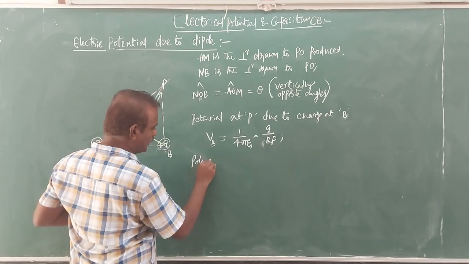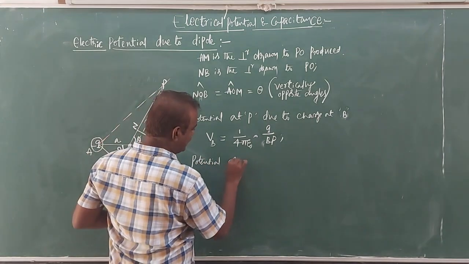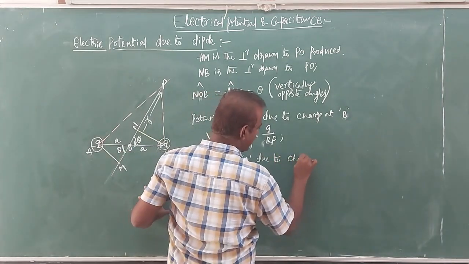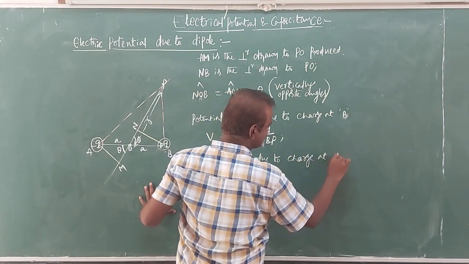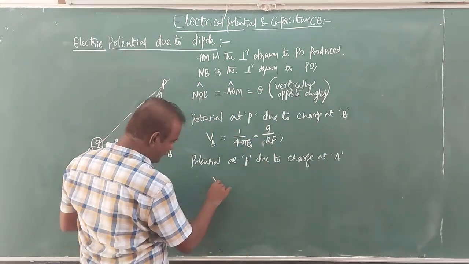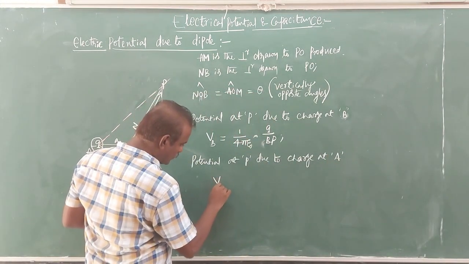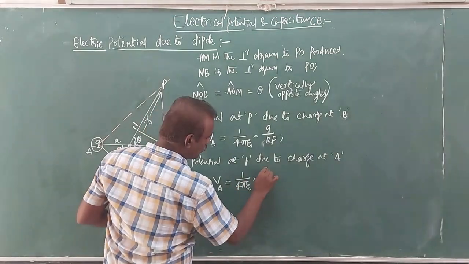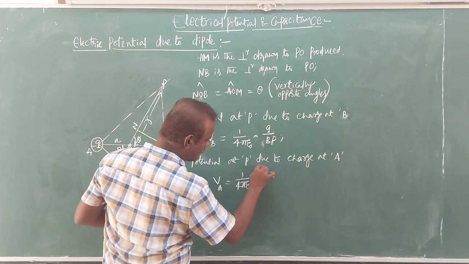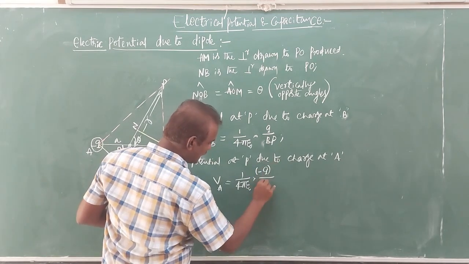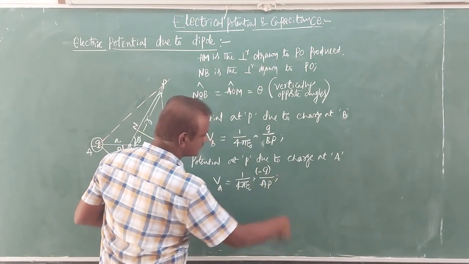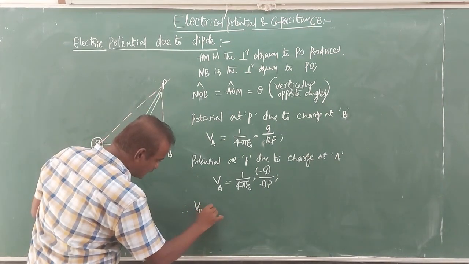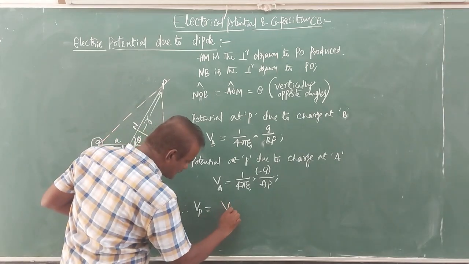Similarly, the potential at P due to the charge at A, VA, of course at A is the negative charge, is minus q divided by, with minus sign, remember, the distance AP. Therefore, now the total potential at P is equal to VA plus VB.